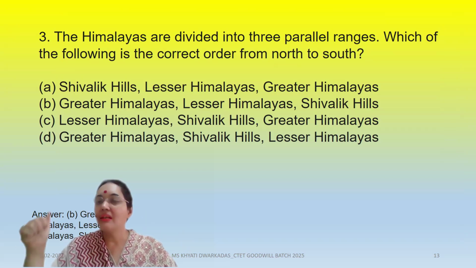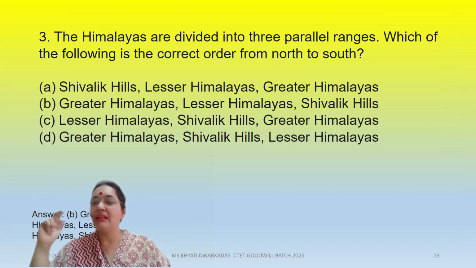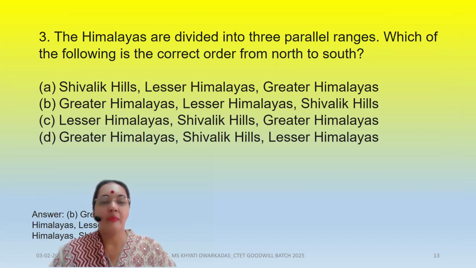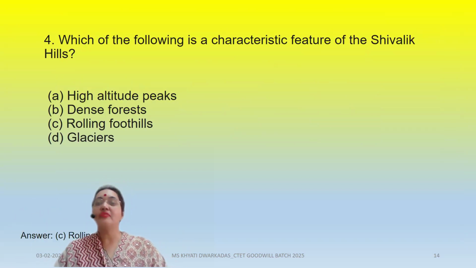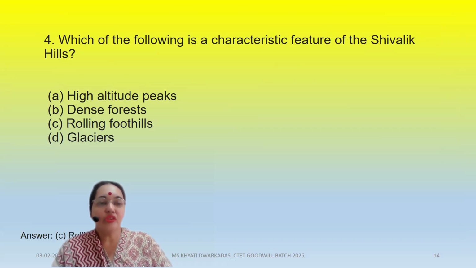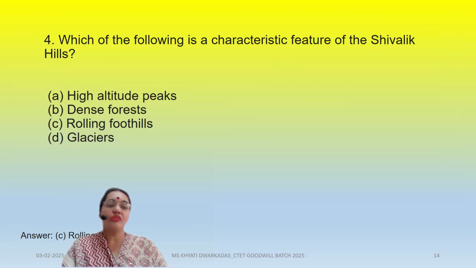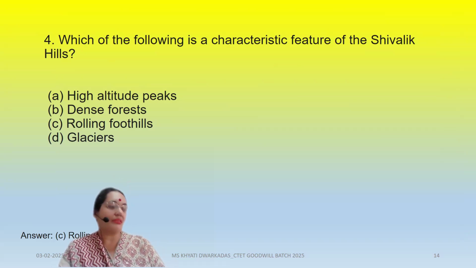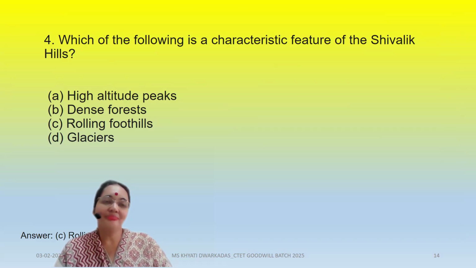Option B, Greater Himalayas, Lesser Himalayas, and the Shivaliks. Wonderful. Which of the following is a characteristic feature of the Shivalik? High altitude peaks, dense forests, rolling foothills, or glaciers? This is a little application.